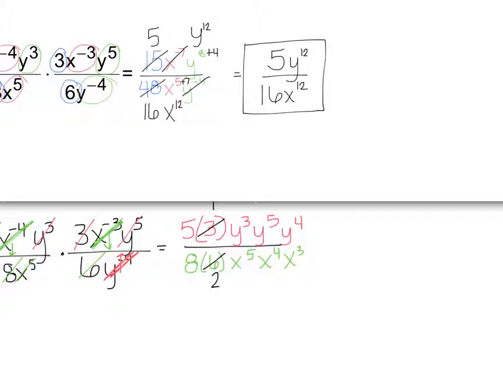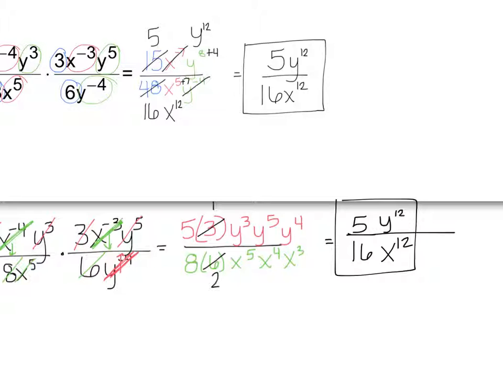All right, so I've got 5 over 16. That's good, since that's what I got on my first time I did the problem. Okay, and then y, let's see. 3 plus 5 is 8, plus 4 is 12. And then on the bottom, 5 plus 4 is 9, plus 3 is 12, so x to the 12th. So there's my answer for trying it a different way. Hey, got the same answer, that's good.